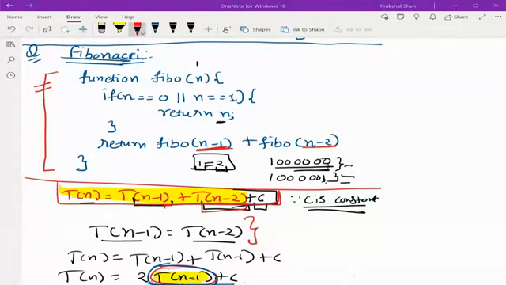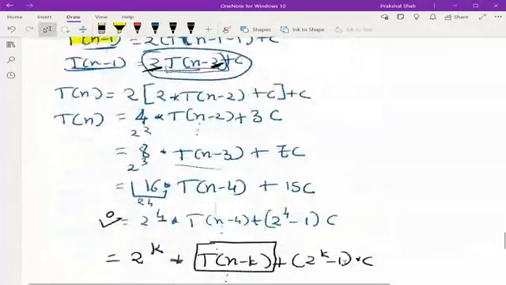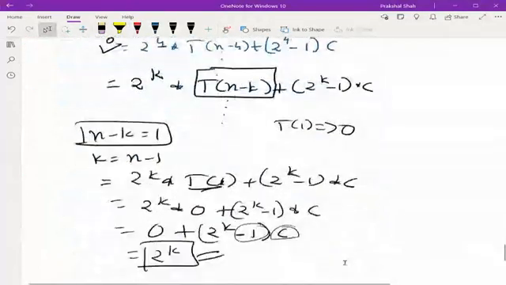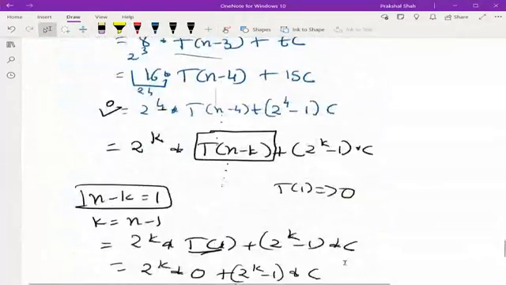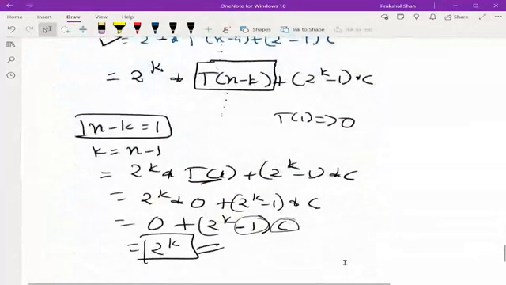So guys, एक बार देख लो. How 2 to power k becomes 0. Okay. So can I say that anything multiplied to 0 will be 0? Nilanjan?